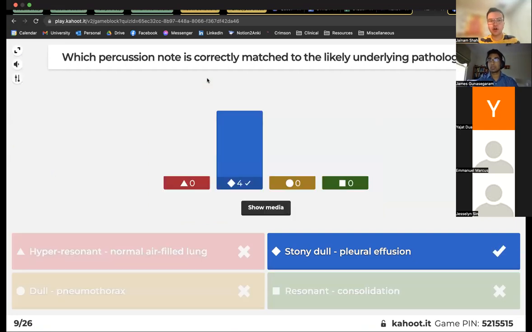Yeah, fantastic. I don't think I'll go into this too much then. So stony dullness is liquid. Hyperresonant is too much air, so pneumothorax. Dull would be more consolidation because of a solid, and resonant is normal.